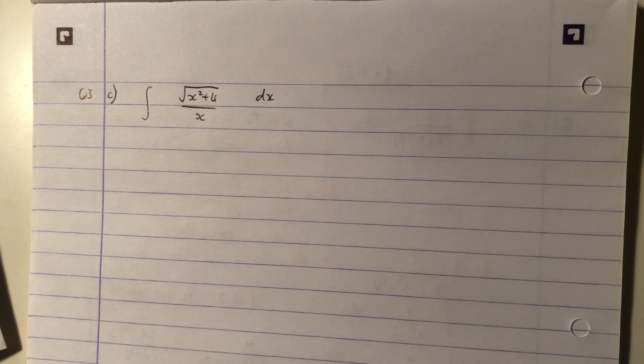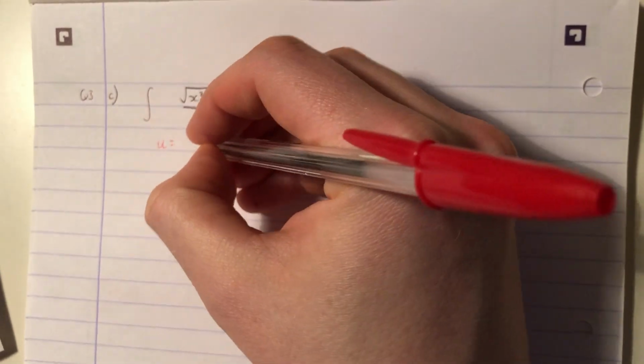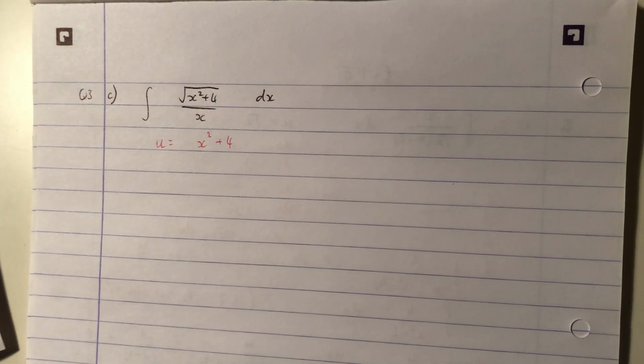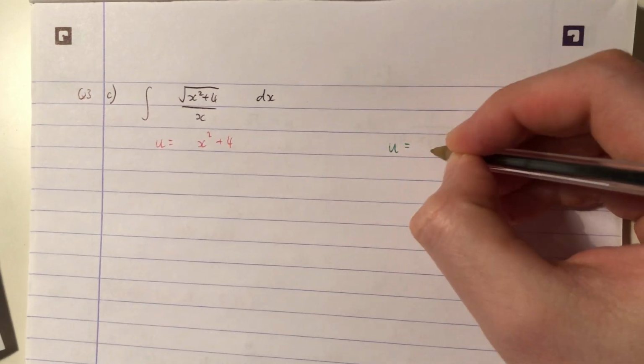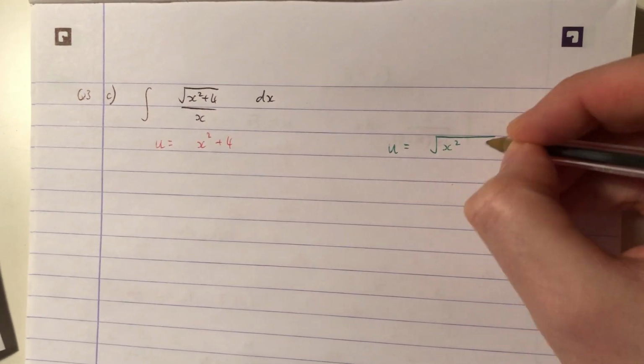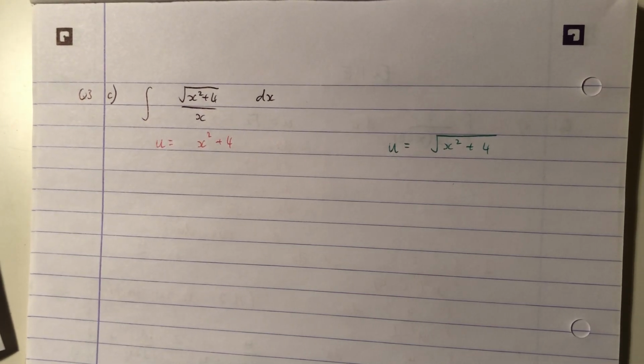I can see potentially two options. So I'm thinking either u is equal to x squared plus 4, the thing inside the square root, or u is equal to the square root thing itself, root x squared plus 4, like so. Let's try them both. They might both work, or maybe one of them works.